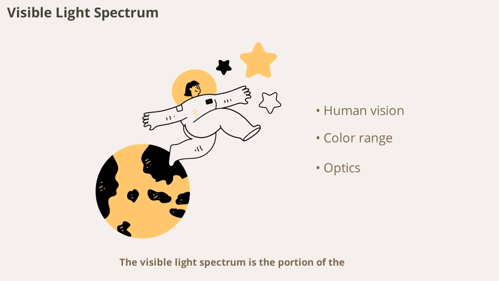Visible light spectrum is the portion of the EM spectrum that can be detected by the human eye. It ranges from violet to red, with each color corresponding to a specific wavelength. Visible light is essential for vision, photosynthesis in plants, and countless technological applications like photography and displays. The study of visible light has led to the development of optics and has greatly advanced our understanding of the natural world.